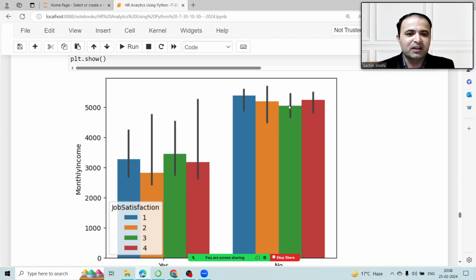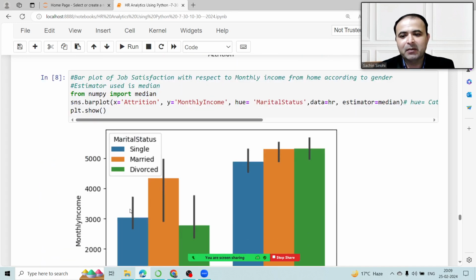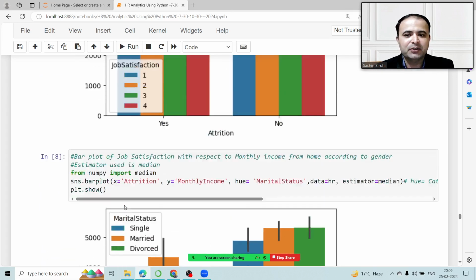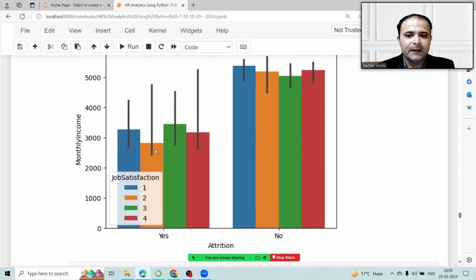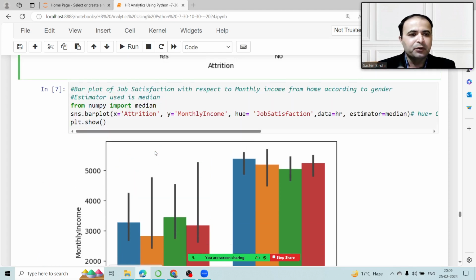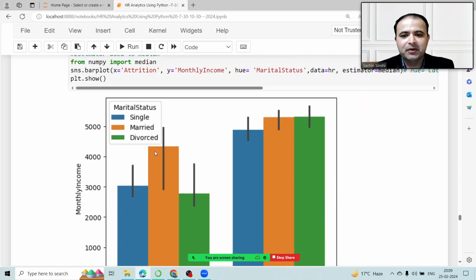Those who are still working in the company have a high salary. Those who have resigned have a low salary. That is the monthly income. Now again the monthly income, but this time we do not want to analyze job satisfaction. We want to analyze according to marital status.